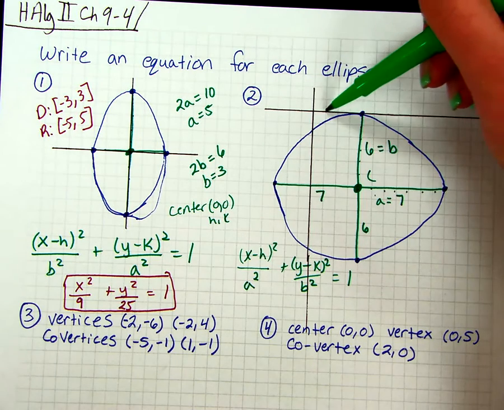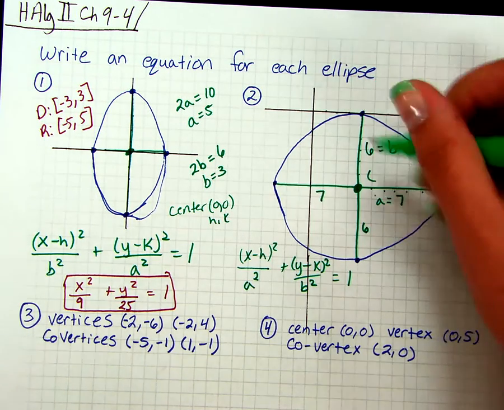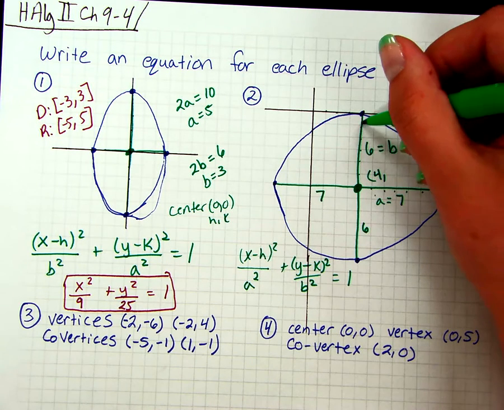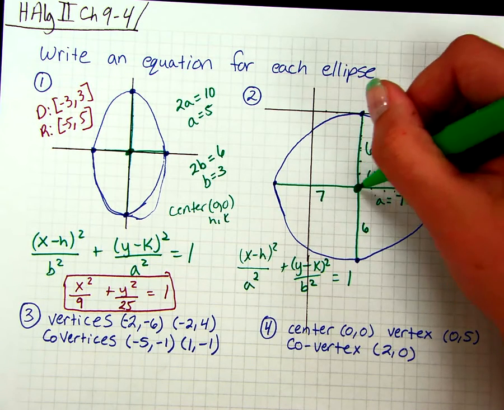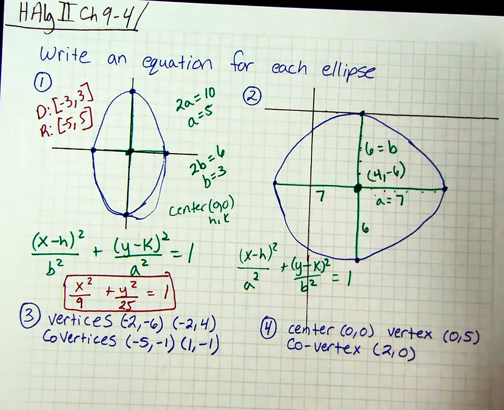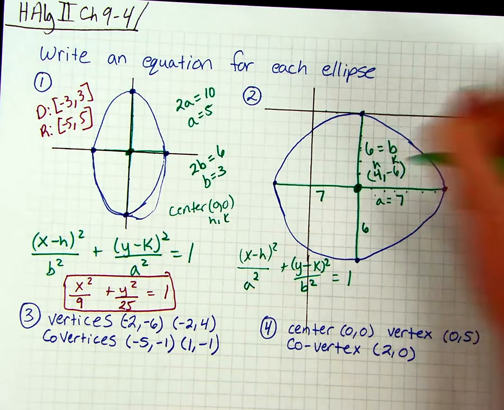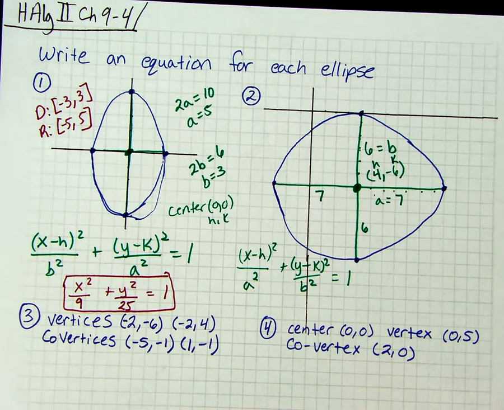It's at 1, 2, 3, 4 for the x, and then 1, 2, 3, 4, 5, 6, so -6 for the y. Again, this is h and k. Now we've found all the information that we need, so we should be able to start writing our equation.